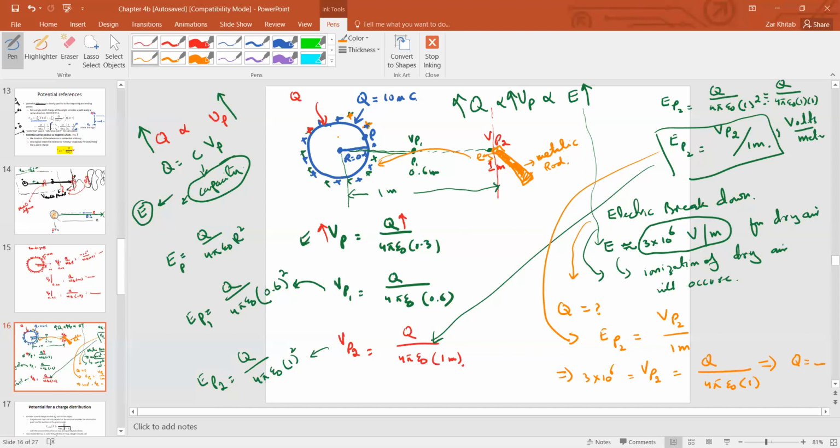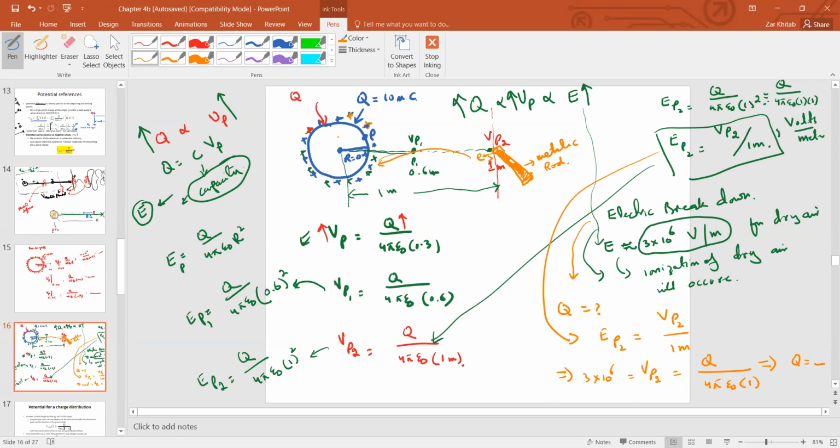Do you understand this thing now? So it's all because of this absolute potential, which is going to cause the electric breakdown.